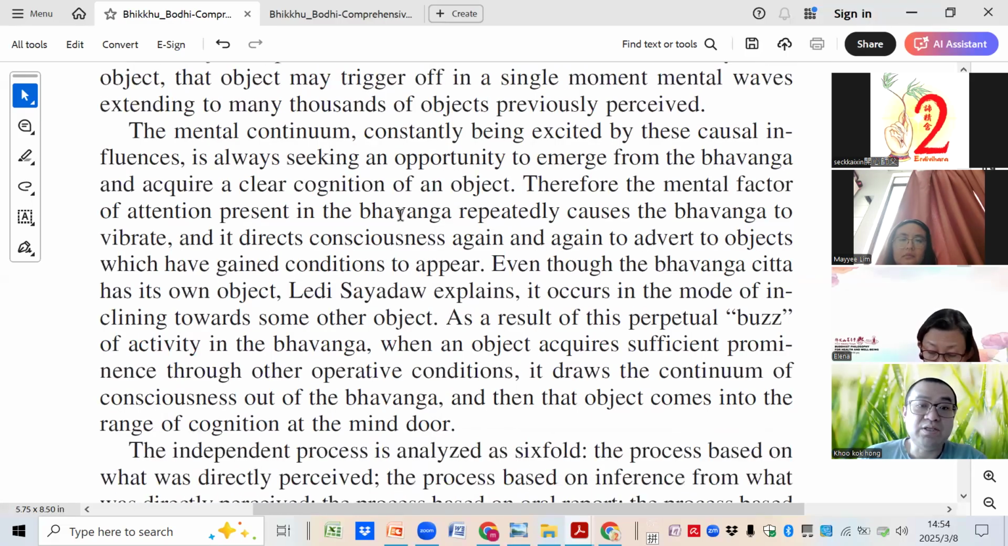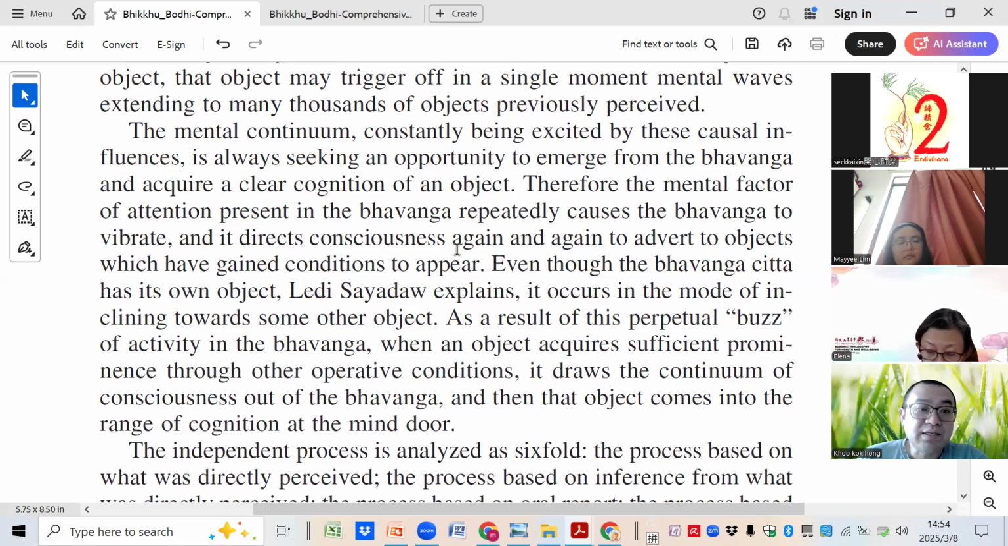The mental continuum, constantly being excited by these causal influences, is always seeking an opportunity to emerge from the bhavanga and acquire a clear cognition of an object. Therefore, the mental factor of attention present in the bhavanga repeatedly causes the bhavanga to vibrate, and it directs consciousness again and again to those objects which have gained conditions to appear.